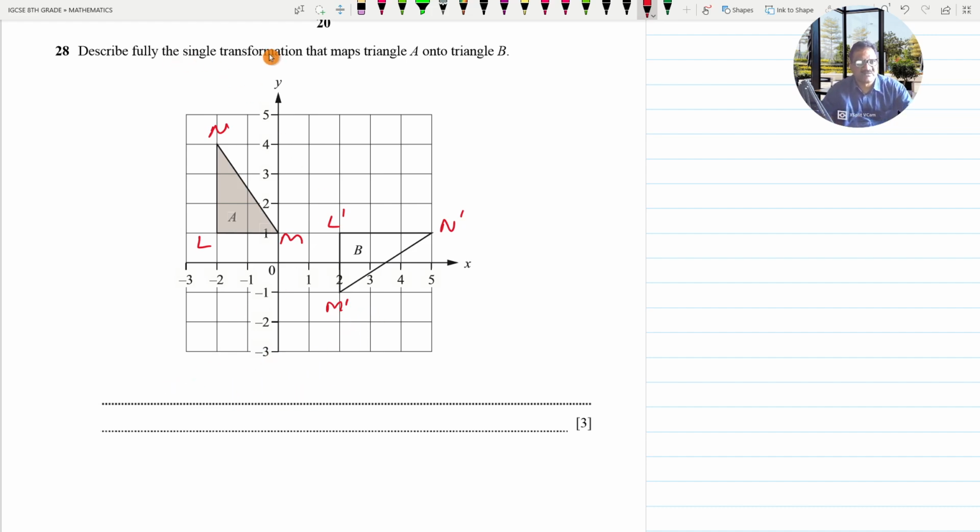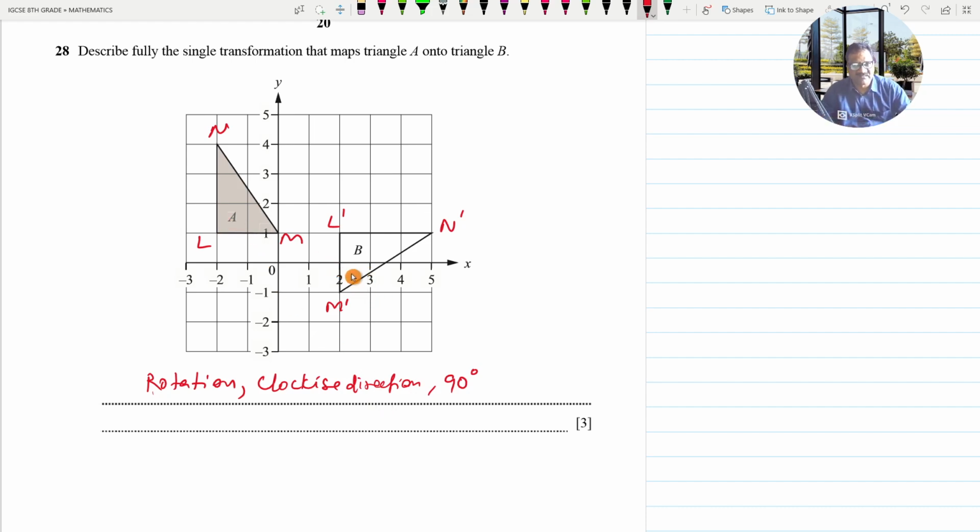The first thing about this single transformation you can write is rotation. Second thing you can write is in the clockwise direction. Third thing you can write is how much it is rotating. It is rotating by 90 degrees. So triangle A, after rotation by 90 degrees in the clockwise direction, will give you triangle B.